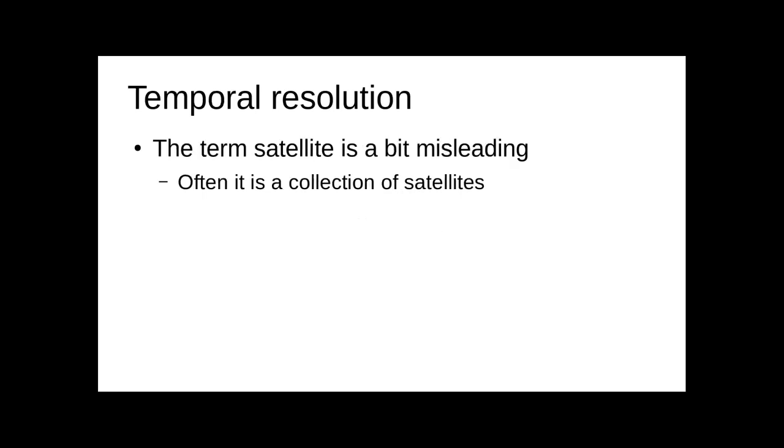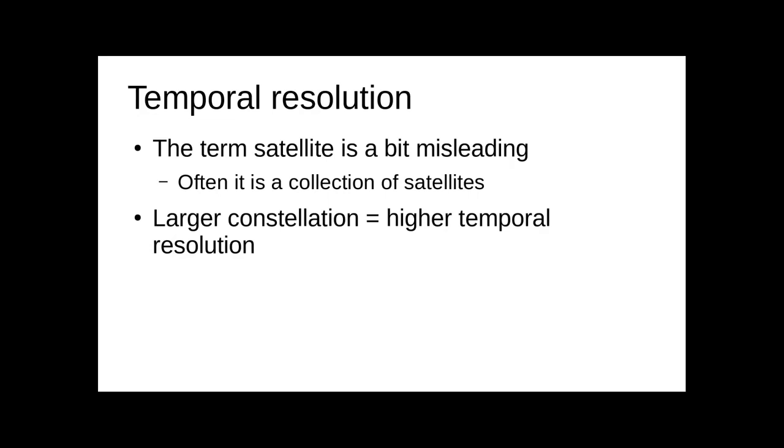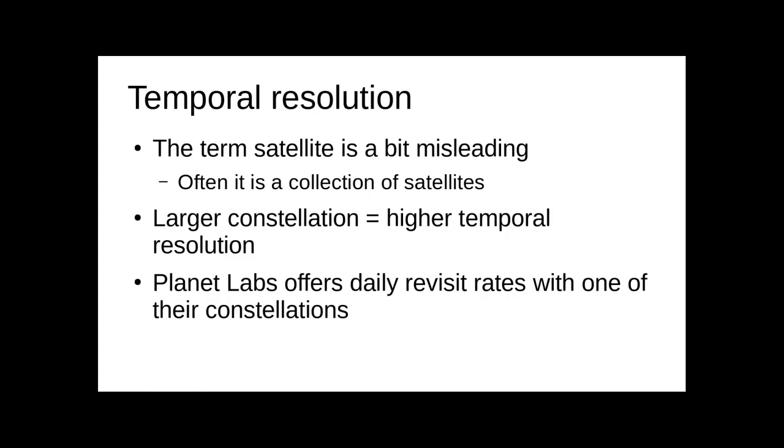The other thing you need to consider is, how often do I need this area revisited? A satellite is often part of actually a constellation of the same satellites. So you actually have, when you say Landsat, there's actually generally a few satellites that are orbiting, and they're all capturing at the same level of data quality. So when you have more satellites in the constellation, this means that the constellation is just going to be collecting more areas more often. For instance, some commercial vendors, like Planet Labs, offer daily revisit rates with some of their constellations.